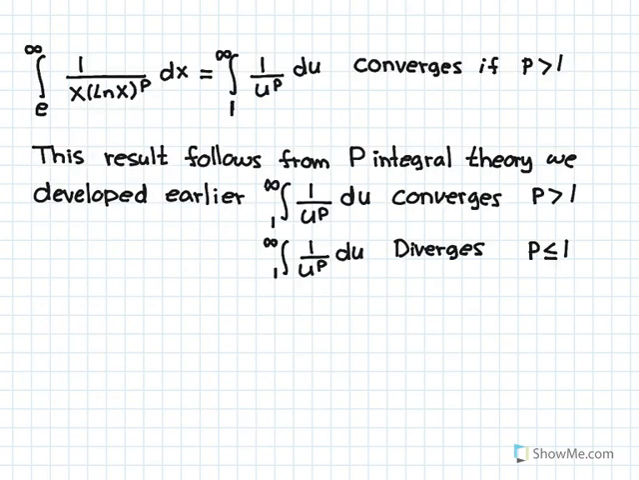Alright, so let's do a bit of review. What we have shown is the integral from e to infinity of 1 over x times log x to the power of p dx. We transformed the limits, we did a u substitution, and what we get is the integral from 1 to infinity of 1 over u to the p du, and this converges if p is greater than 1. So the result follows from the p integral theory that we developed earlier, namely that the integral from 1 to infinity of 1 over u to the p du converges if p is greater than 1, diverges if p is less than or equal to 1. Alright, thanks.